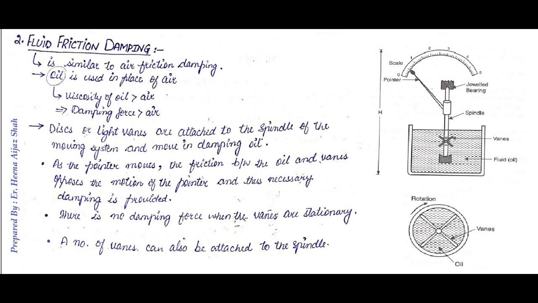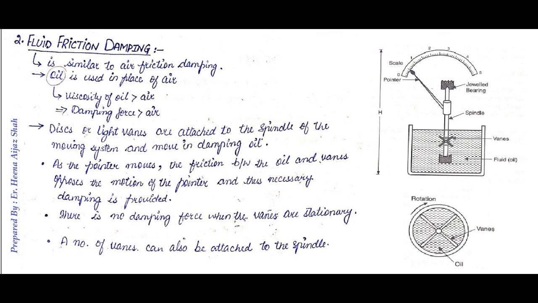These discs or light vanes are attached to the spindle of the moving system and are used to provide the required damping. What happens is, as the pointer moves, the friction between the oil and the vanes opposes the motion of the pointer and hence the necessary damping is provided.